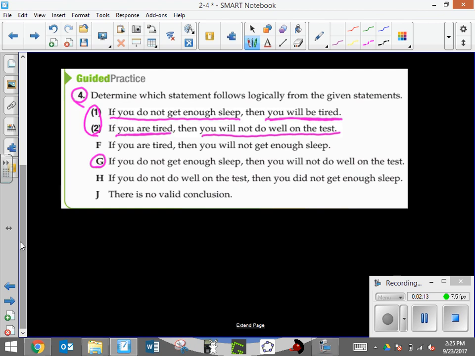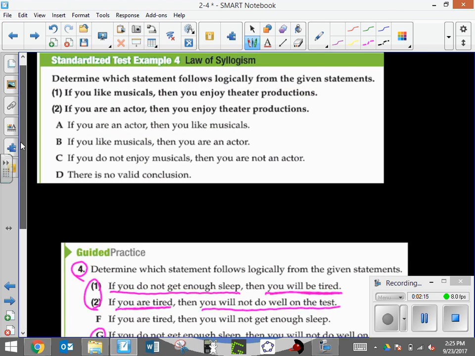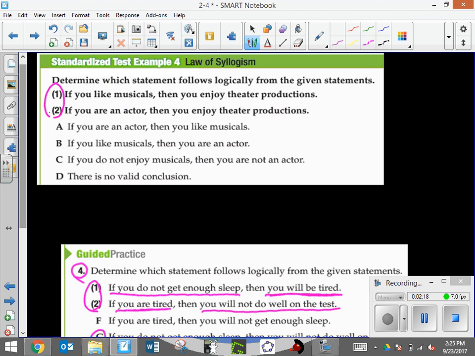If we go up to the one before, okay, here are my statements, 1 and 2. If you like musicals, then you enjoy theater productions. If you are an actor, then you enjoy theater productions. Okay, this time we are not able to draw out a valid conclusion. This is going to be letter D, because I want you to see this.